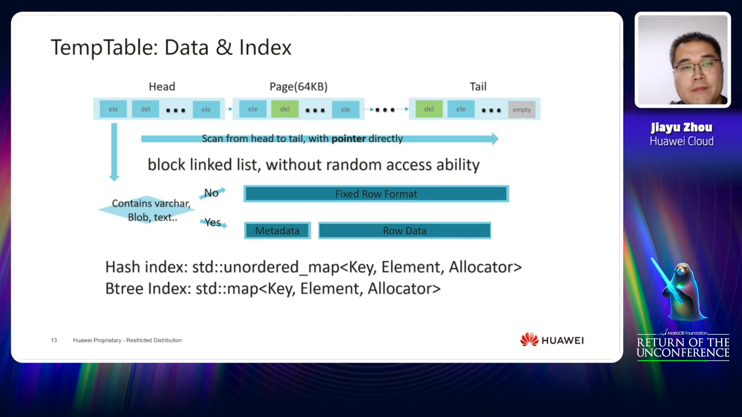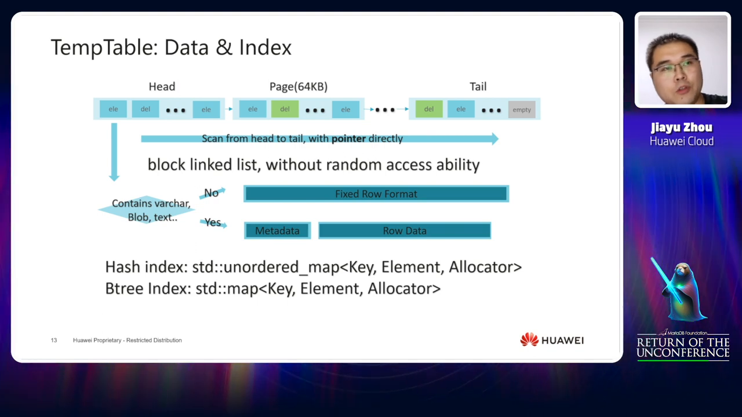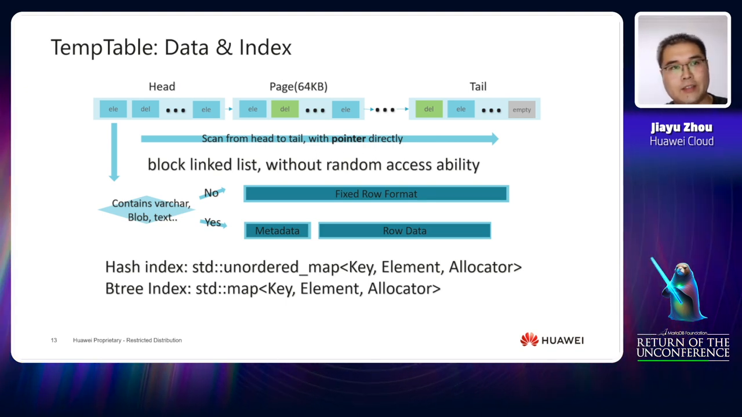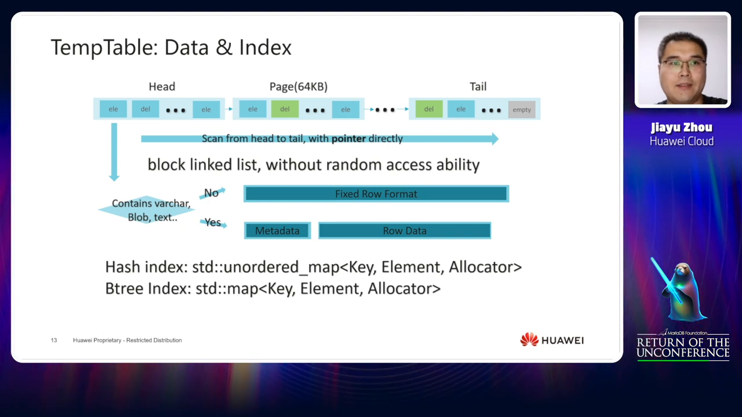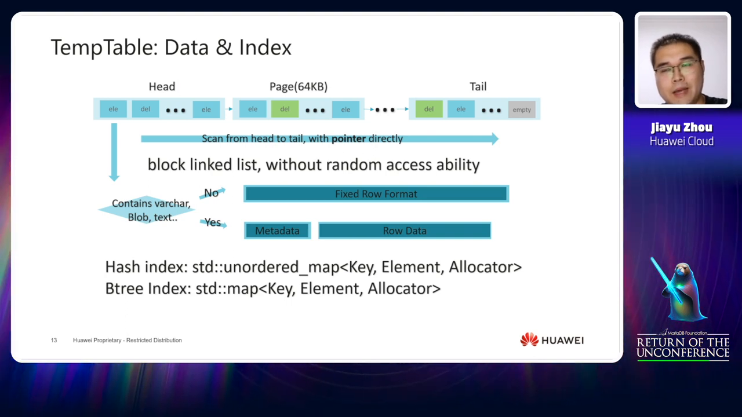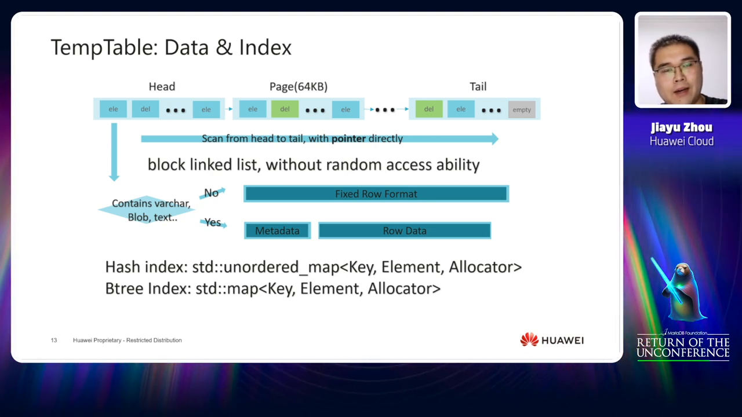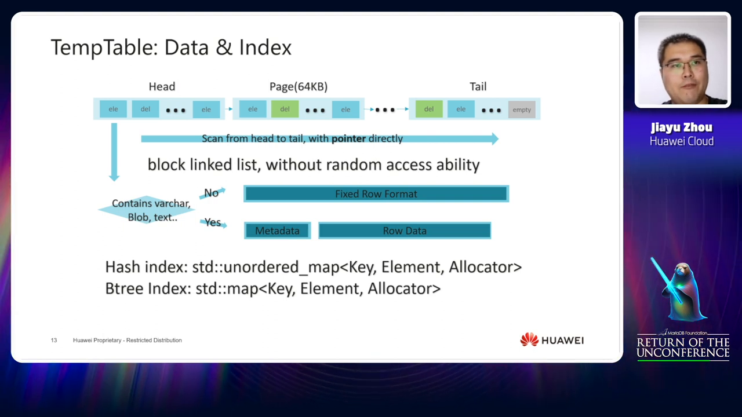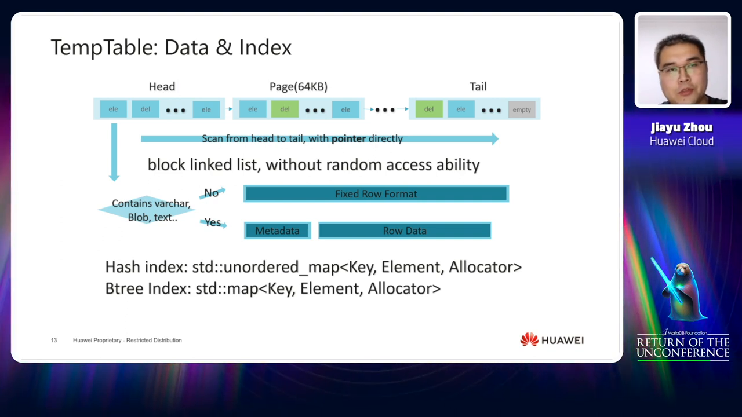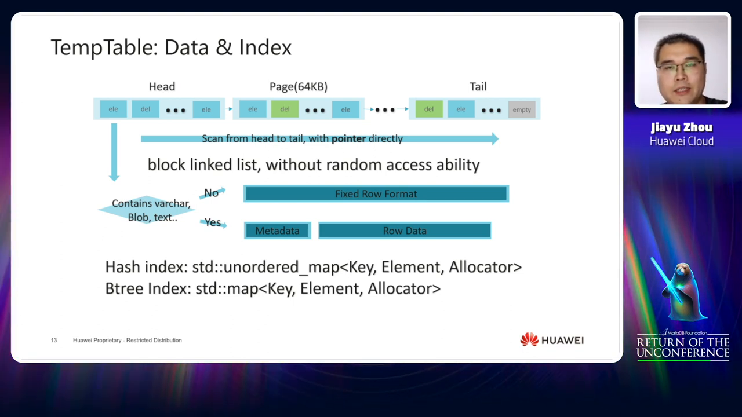And the index in TempTable also supports a hash index and a B-tree index, which is not a B-tree index. I made a mistake here. It's a red black tree index. But it is not implemented by itself. For the hash index, it uses the STL unordered map, and for the tree index, it uses the STL container std::map, which is much easier and simpler.